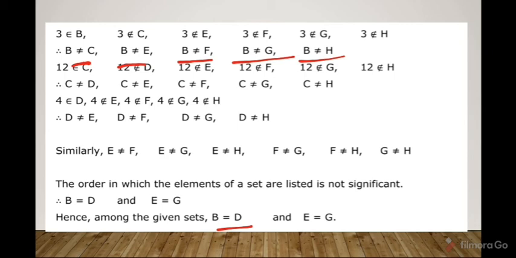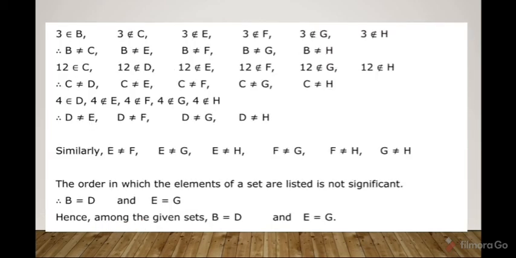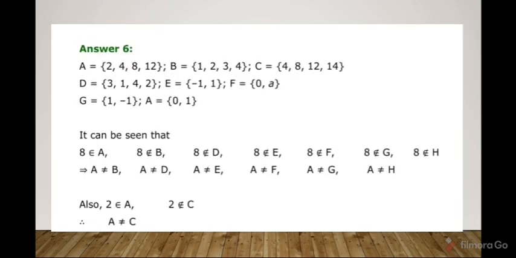Similarly, we will check the next one. If you take set C, from the previous slide you can say that C is not equal to A, and C is not equal to B. Now the only remaining check is whether C is equal to D or not. C contains 4 elements and the other sets contain 2 elements, so obviously C is not equal to E, F, G and H.